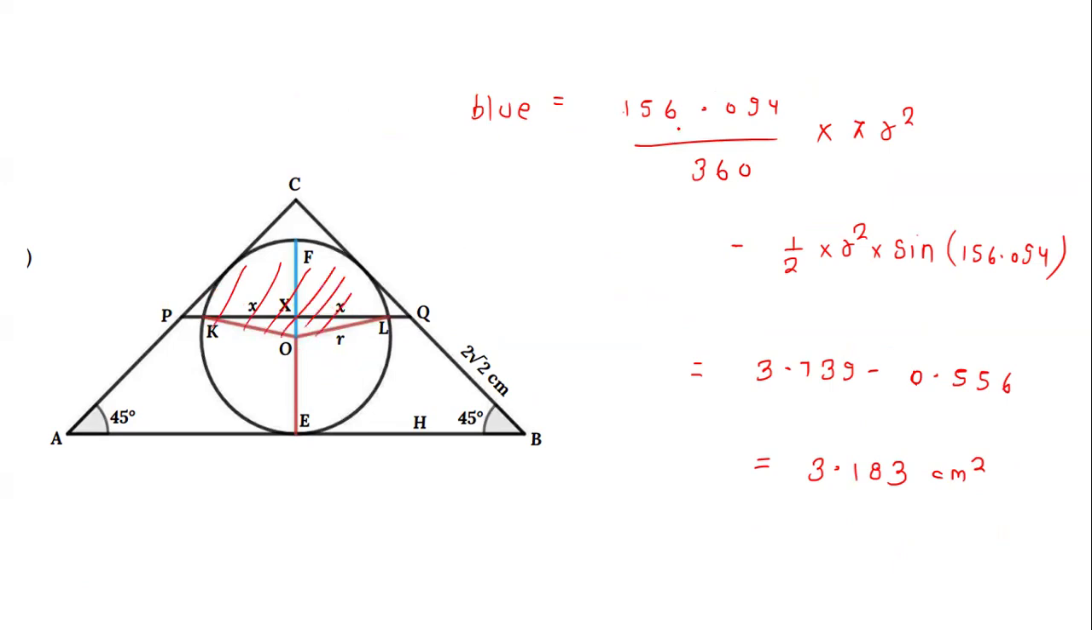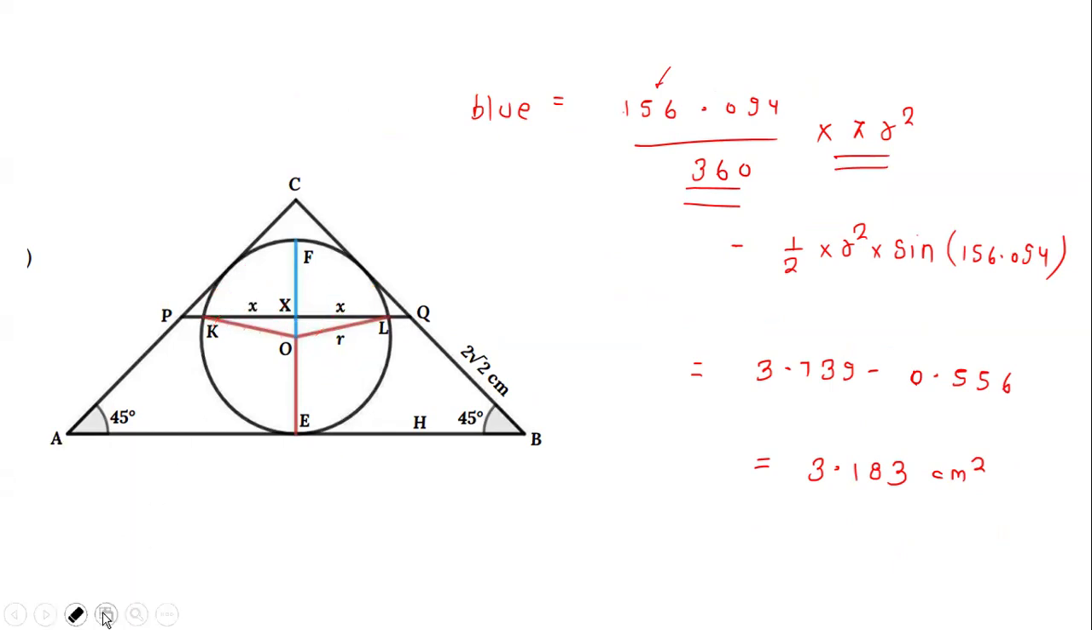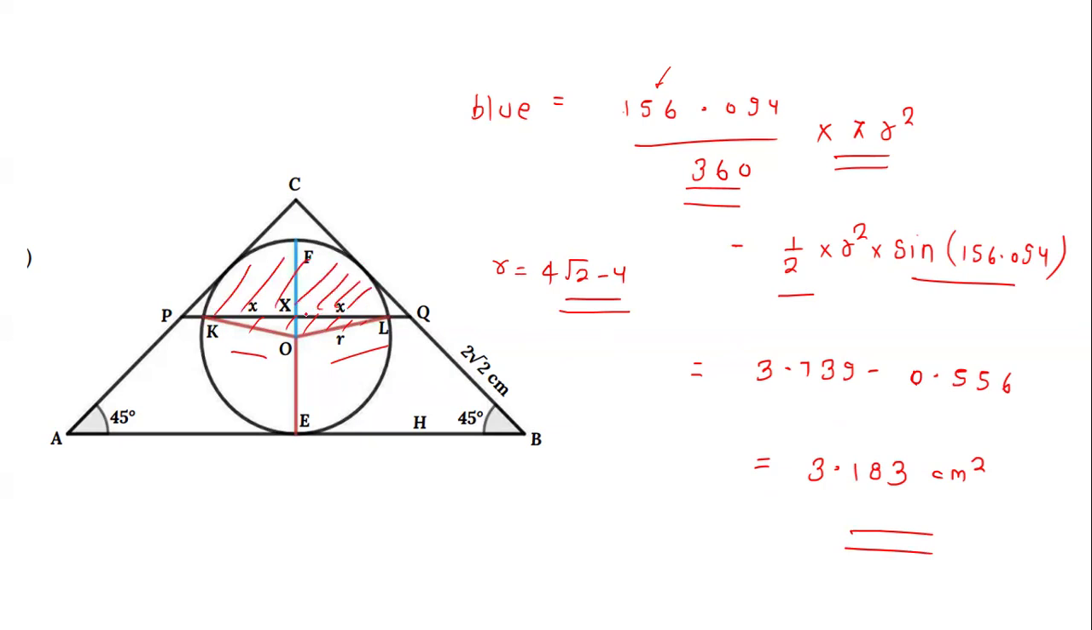This sector area is this angle divided by 360 times pi r square. And what is the triangle area? So the triangle area is simply like this half times this r into sine of angle between them. So if you calculate just both, we know the r value as 4 root 2 minus 4. Just put the values and you will get the blue region area, which is this area. So this is our blue region area.